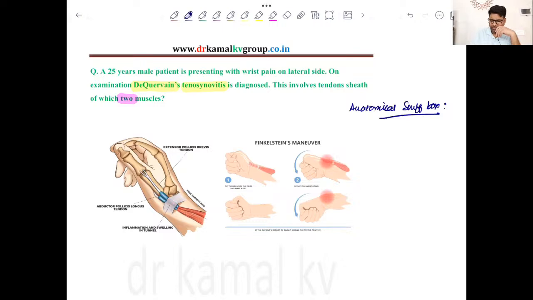You know that it has two borders, one medial and another lateral. The medial is formed by the extensor pollicis longus, and the lateral is formed by two muscles. One is abductor pollicis longus and the second is extensor pollicis brevis, right?